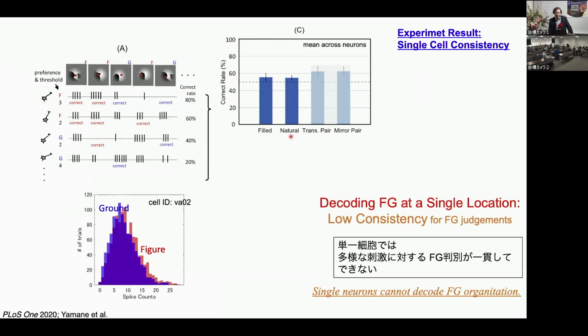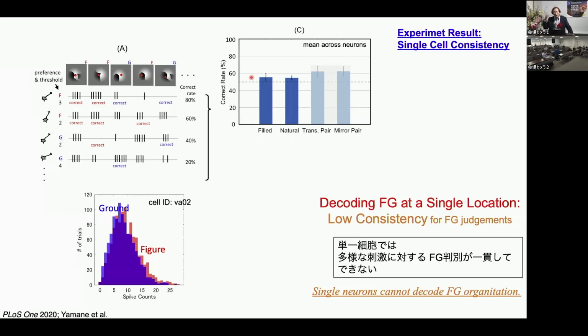This is a result for natural patches and silhouette patches. So we get a correct rate of around 55%. So it's slightly above the chance rate, but not really good. So we need to conclude that single neurons cannot decode FG organization. This may be expected because we are now talking about a single neuron. It may be natural that a single neuron cannot determine the figure-ground of natural scenes.